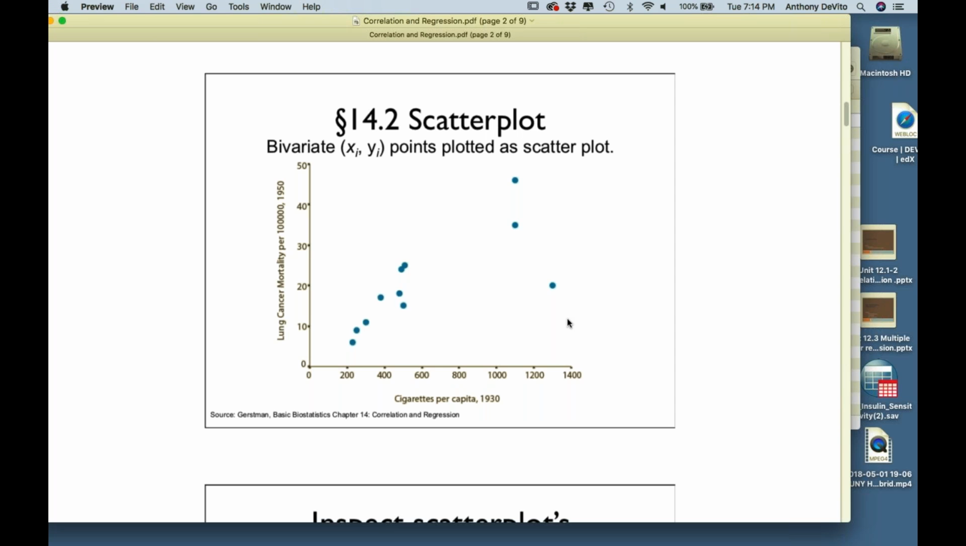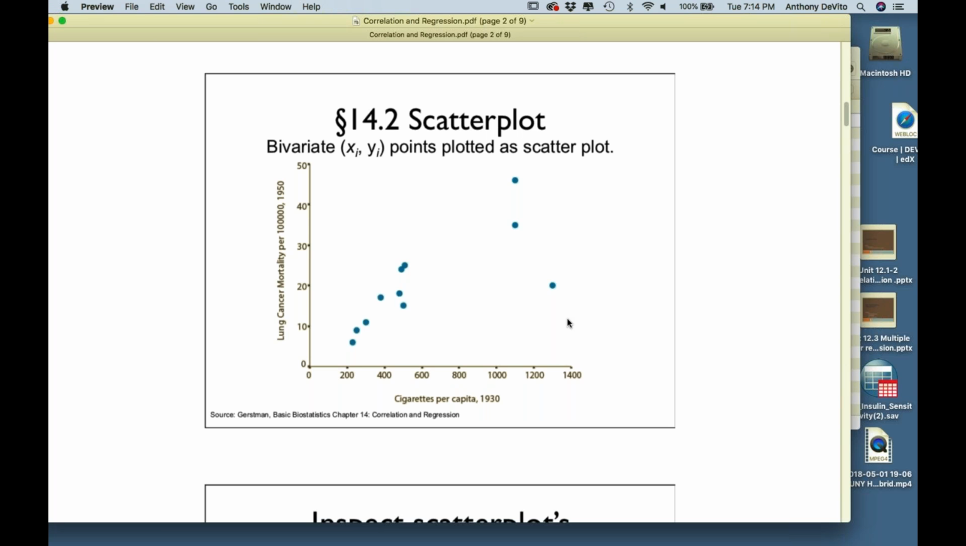So over here, the highest rate of smoking is this country right here. And it's kind of odd, because this country has the highest rate of lung cancer mortality, and this country has the highest rate of smoking. They're both high, but this one's kind of like an outlier almost, isn't it? If you were going to draw a line through here, you'd probably draw it like this.